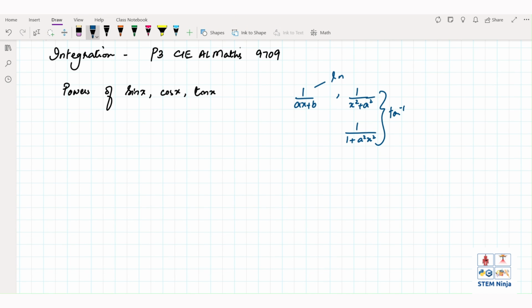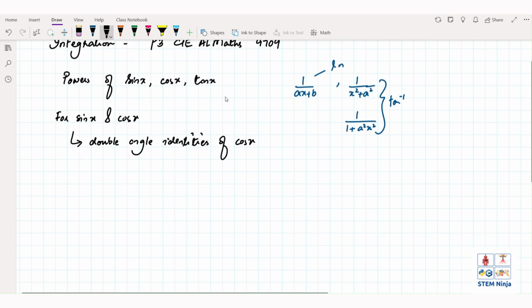And now we have to talk about the powers. Even powers are easy to deal with, especially power 2 and power 4 for sine and cos. For sine and cos, we have to use the double angle identities of cos x. So let's see what we do over here.